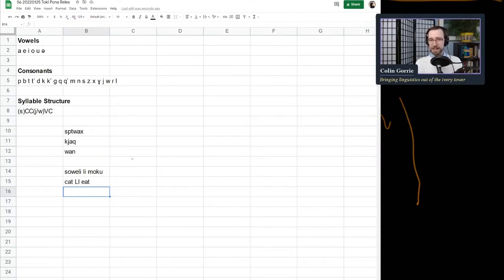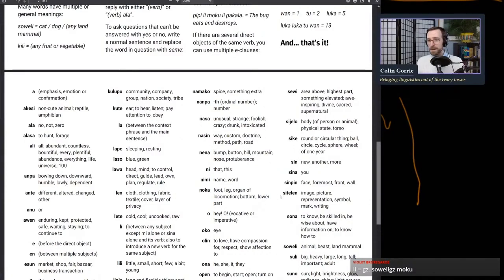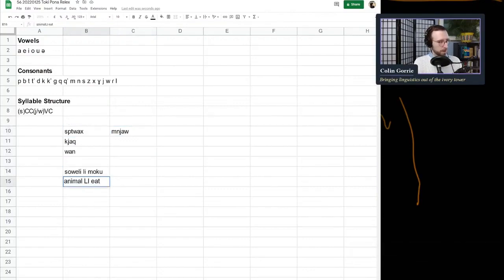So if we have a word like meow for cat, that could work. Wait, what is the actual translation of soweli? Okay, it's just animal, so it's not cat. So then let's just call it animal. Then I don't feel as much as if we need to have meow be the word. Let's put sptwach. That's animal. So animal, sptwach, and then maybe kyak is this moku. And then what if li were s? So sptwach kyak. Oh, okay, or gz. That also works.